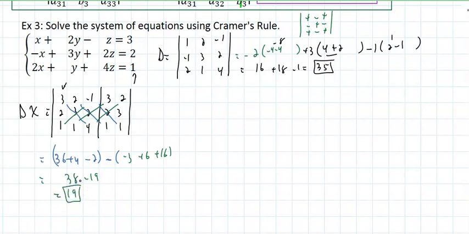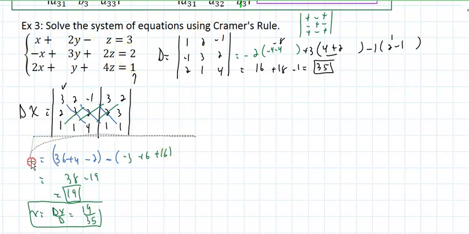So there it is. I could find x now if I want, that's easy. x will equal d sub x divided by d, which is 19 over 35. Since I made this up, the numbers don't work out nicely, but that's okay. We don't mind, right?